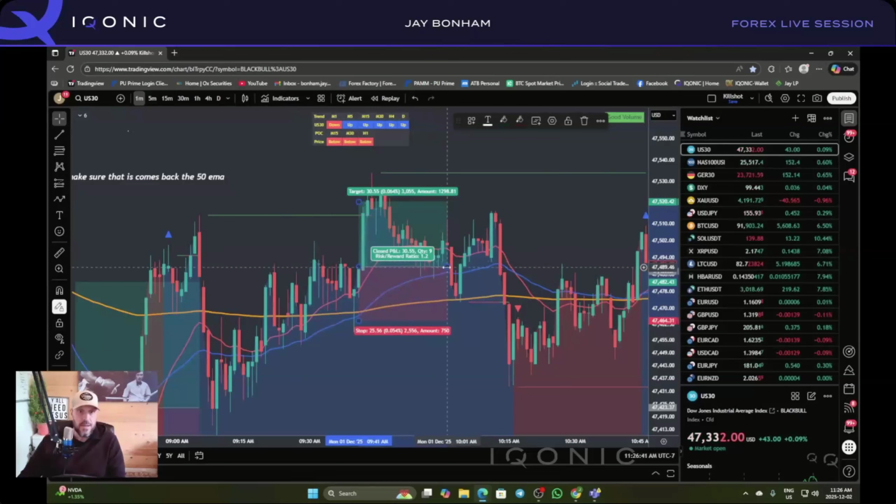If this candle would have shot up, you would have moved your stop loss into a jam. You would have got 30 pips. It almost got to 50. You would have got 30 to 40 pips out of here by moving your stop loss up.